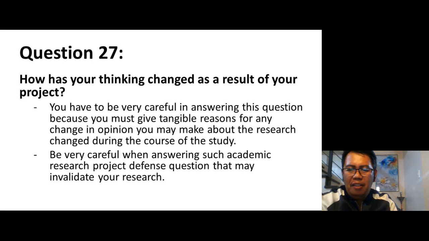Well, if your research is invalidated, you are going to repeat, okay? The worst is you're going to change your topic. So it's going to be another long process of research papering.